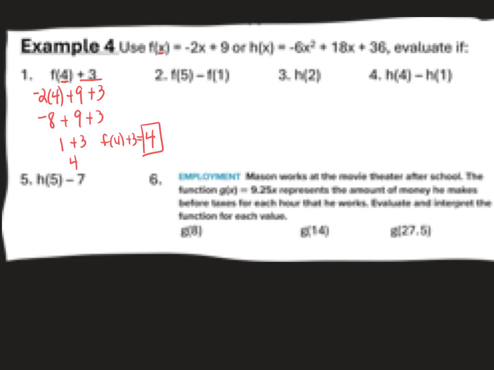Next I'm going to do f of 5 minus f of 1. So I'm going to substitute 5 and 1 both into that f function. So negative 2 times 5 plus 9 minus, and I'm going to put parentheses because I've got to make sure to subtract that whole value, negative 2 times positive 1 plus 9. I'm going to multiply and get negative 10 plus 9, and that first thing gives me negative 1. I'm going to subtract negative 2 plus 9. Negative 2 plus 9 is 7. Negative 1 minus 7 is negative 8.